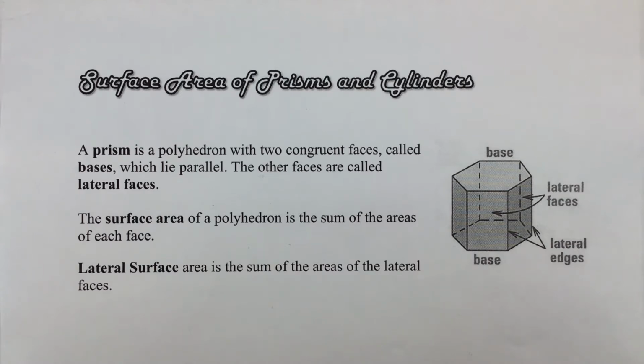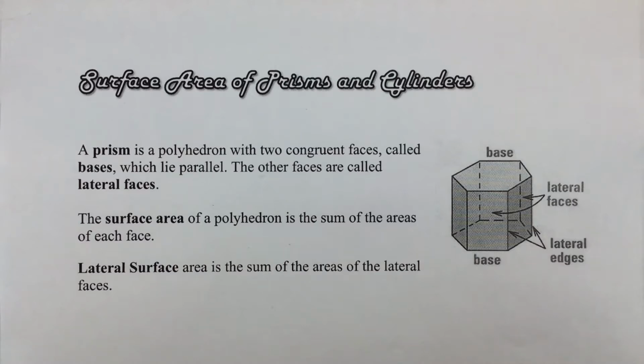A prism is a polyhedron with two congruent faces called bases. For example, this picture here. The bases would be the hexagons that we have on the top and the bottom. Those bases will lie parallel to each other. The other faces are called the lateral faces. In this figure, they would all be rectangles that we have here. Okay, when we end up talking about pyramids, the lateral faces will be triangles.